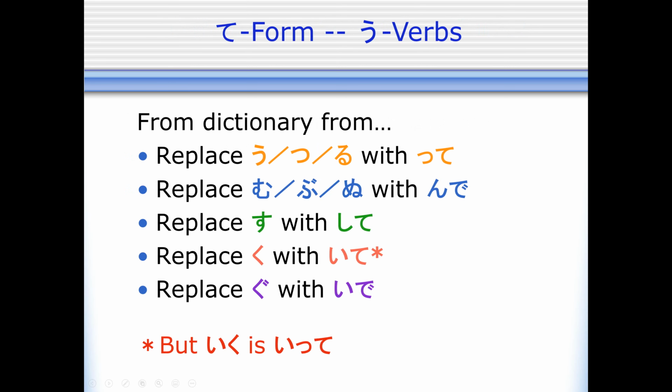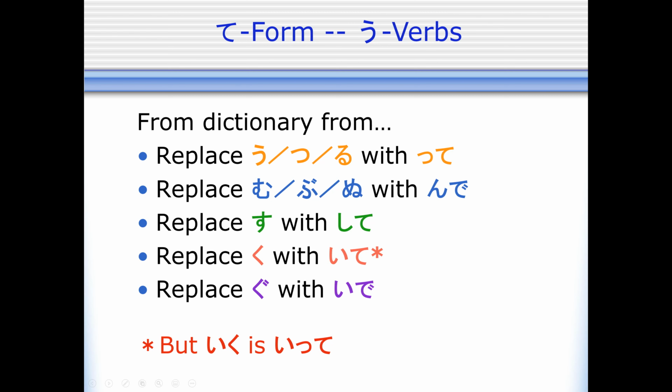Our last set of verbs, these are the ones that are a little bit tricky in the te form. So these are our u verbs. So here's what we do with u verbs. If it's a verb that ends in u, tsu, or ru, so for example, au, the short form of aimasu, or matsu, the short form of machimasu, or kaeru, the short form of kaerimasu, then we are going to get rid of that last syllable and change it to a small tsu plus te.